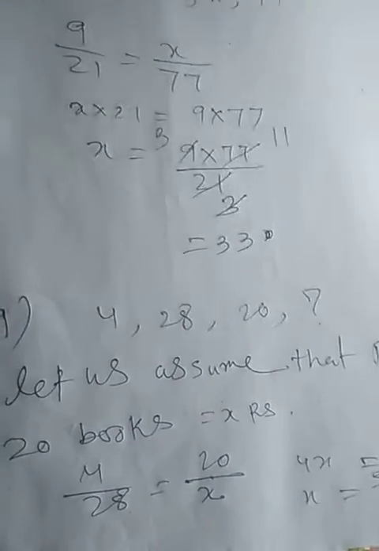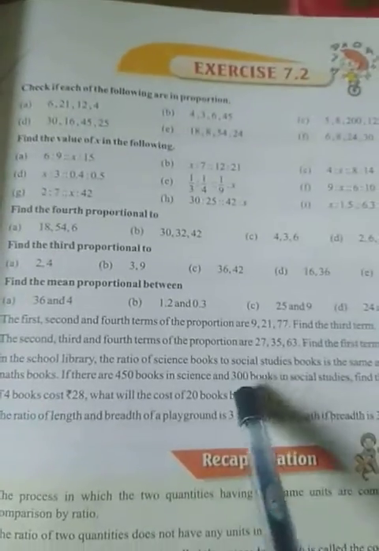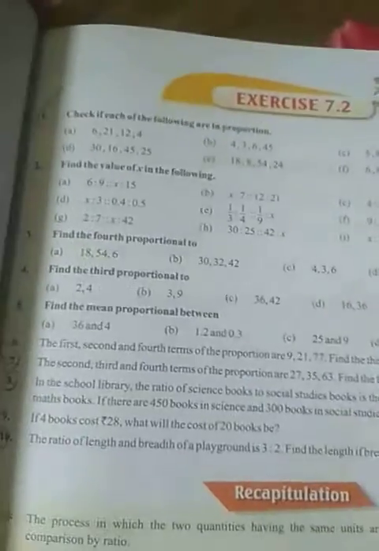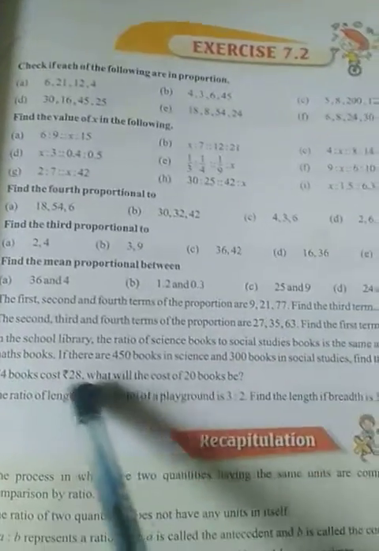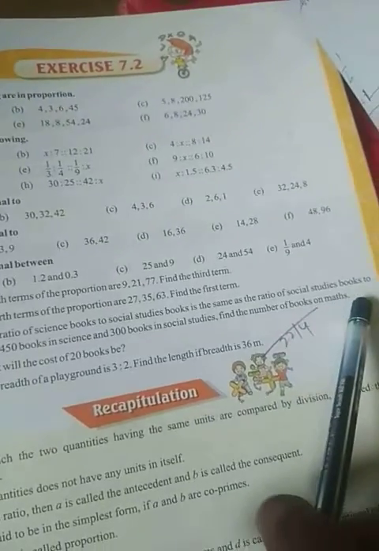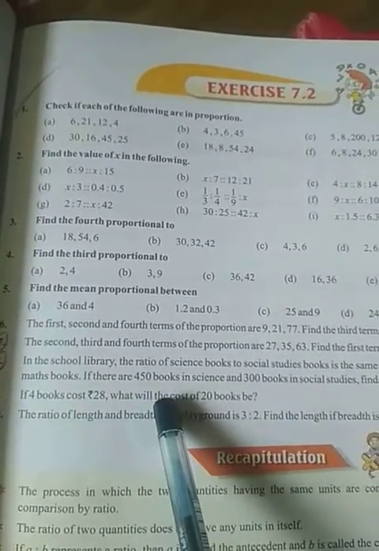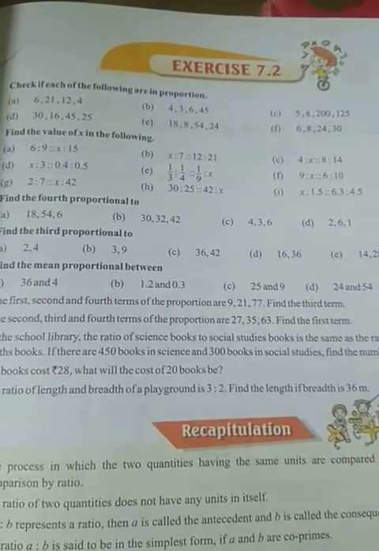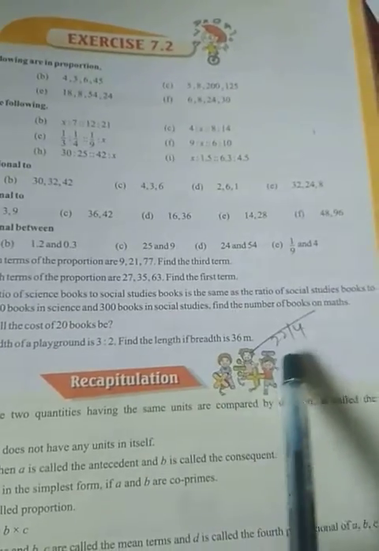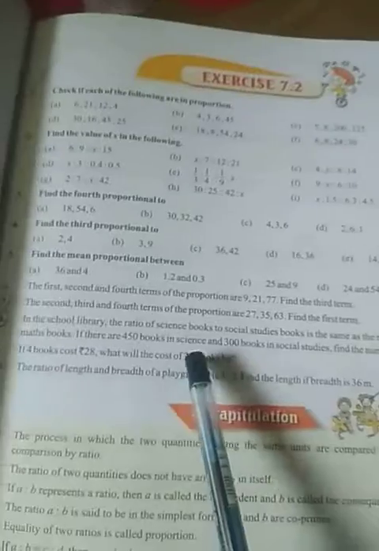In this way you have to solve the rest of the maths. Like here math number 7, the second, third and fourth terms are there. You have to assume the first term is x. In the same way you can solve. In that math, 450, 300. Find the number of books on maths.